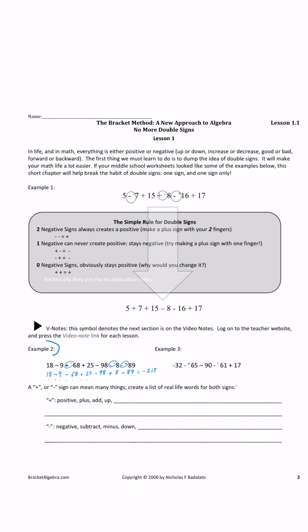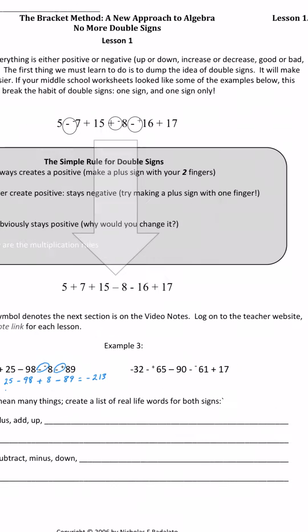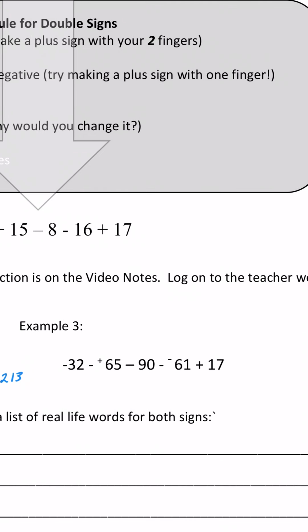Let's check out example 3. This time, instead of writing all the numbers over again, I'm going to be a little more lazy. I'm basically just going to circle all the double signs and replace them with the proper sign. So here, our first double sign, one negative, always creates a negative or subtract. Our second double sign, two negatives, always creates a positive or a plus.